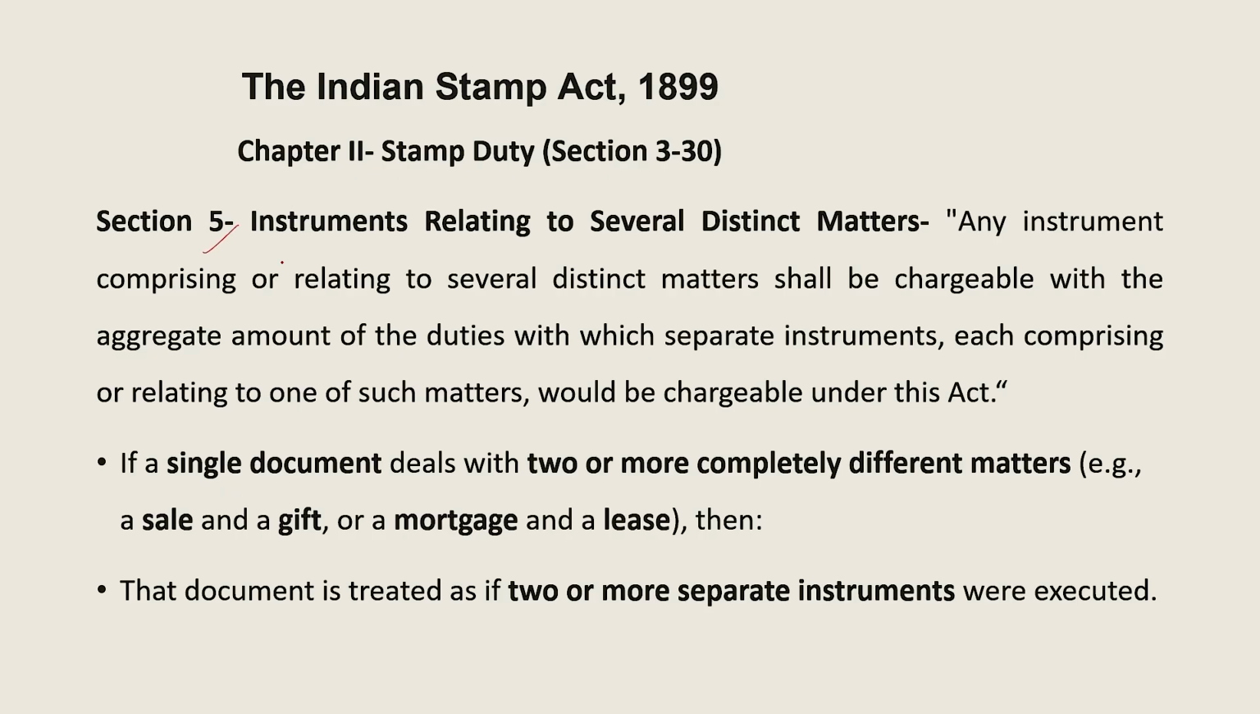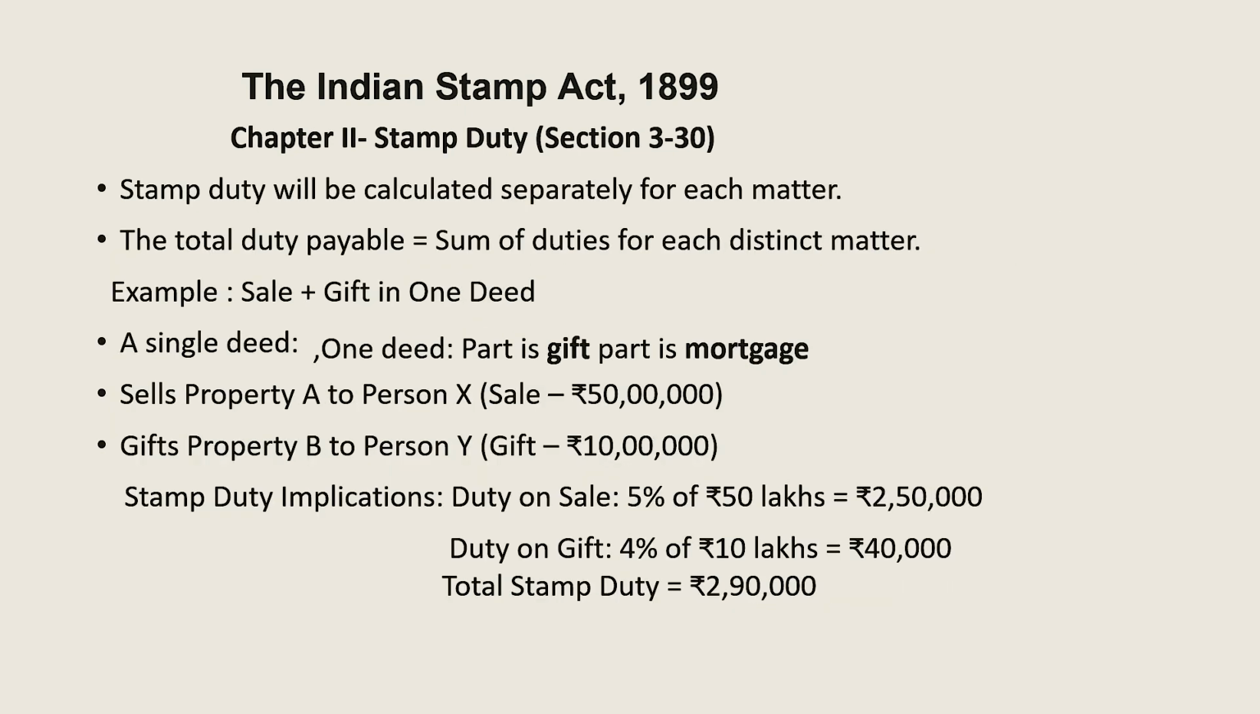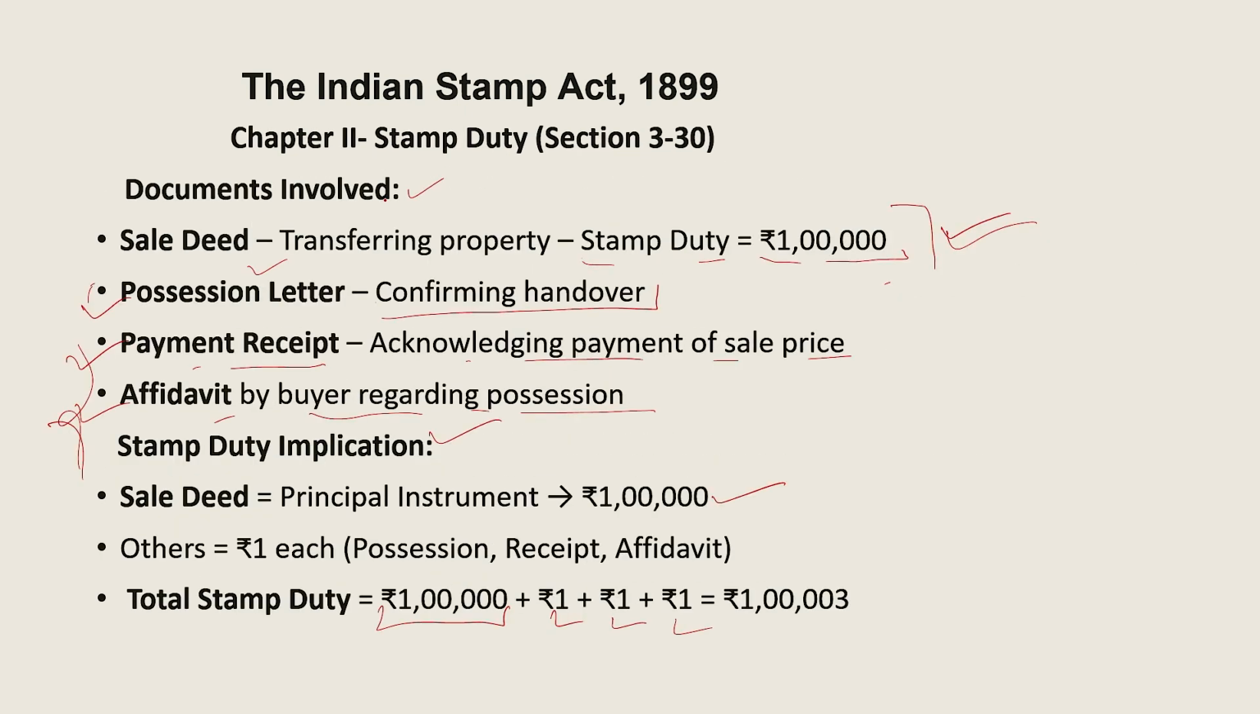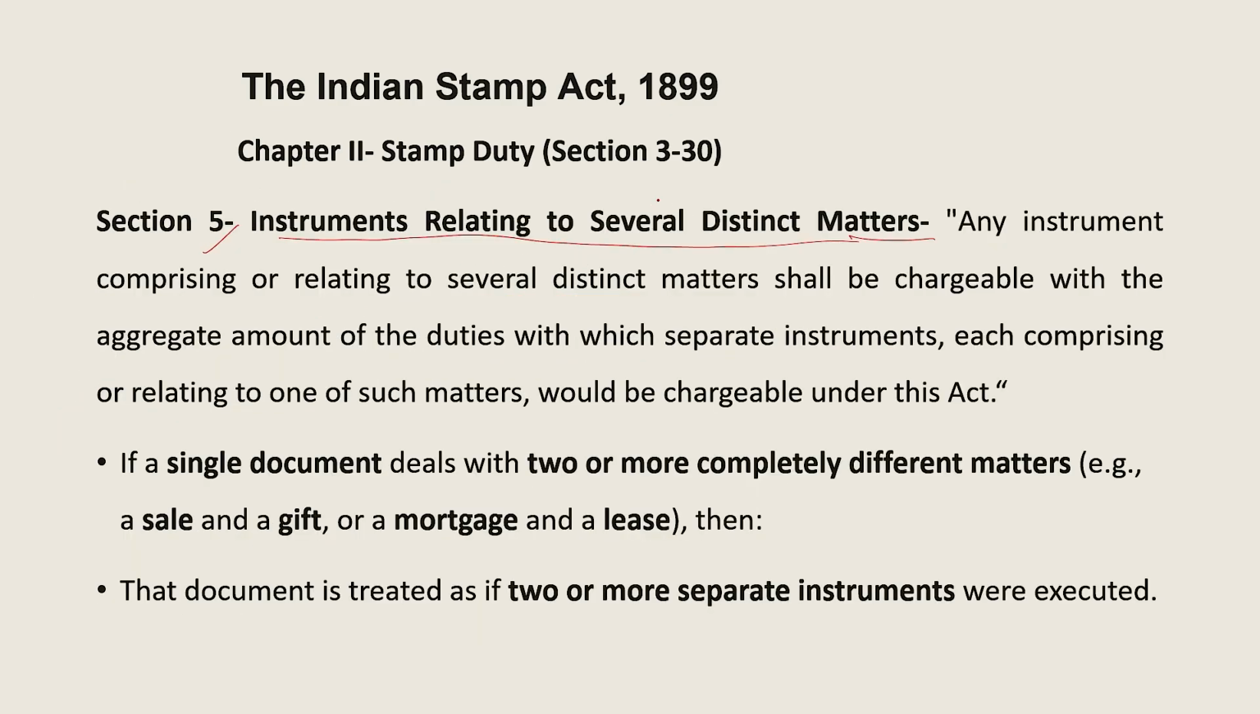Section 5, instrument relating to several distinct matters. Now in Section 4 there was a single transaction, but different documents. But Section 5 discusses an instrument relating to distinct matters. Now the matters are different. Though we just saw that the documents involved, the possession letter, payment receipt, and affidavit, are all in connection with this sale deed, Section 5 says instrument relating to several distinct matters. So the matters are different.